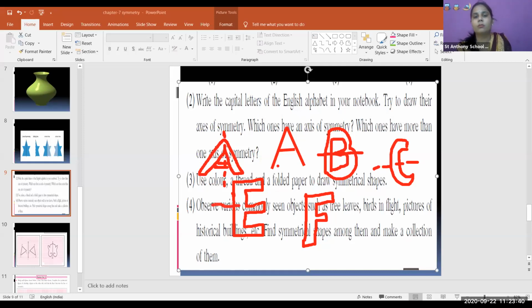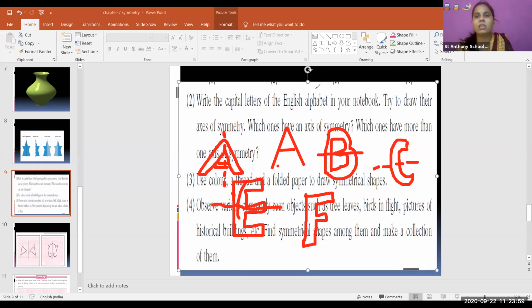When we draw from this side, E is having one axis, because it will fold here. This part will exactly overlap on this part. This part gets exactly overlapped on this part, right? That means we can draw one axis of symmetry from this diagram.